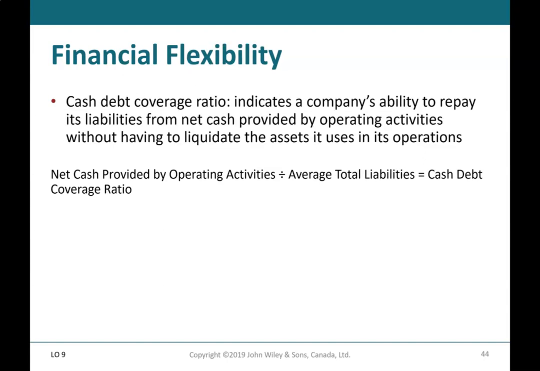Financial flexibility. Cash debt coverage ratio indicates a company's ability to repay its liabilities from net cash provided by operating activities without having to liquidate the assets it uses in its operations. Net cash provided by operating activities divided by average total liabilities equals cash debt coverage ratio.